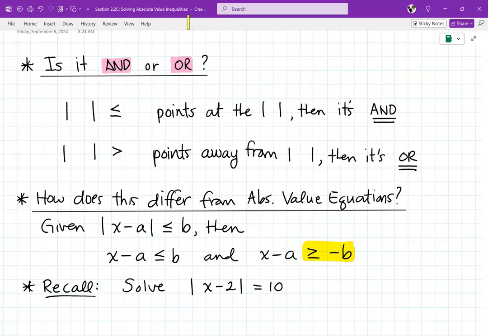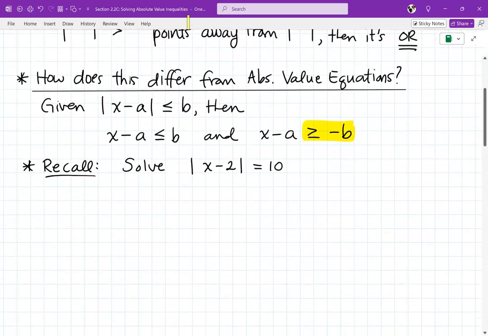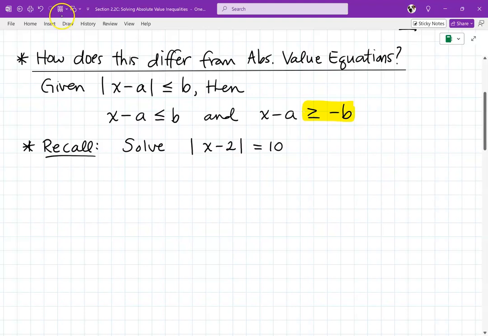So I'm gonna do a recall problem just to remind you of what it looked like in 2.1, and then we're gonna do examples for 2.2c. All right. So here we go.